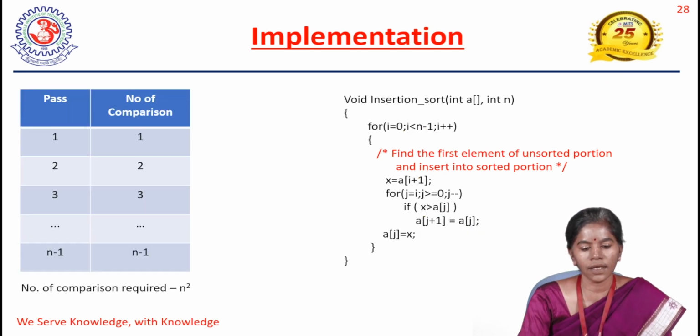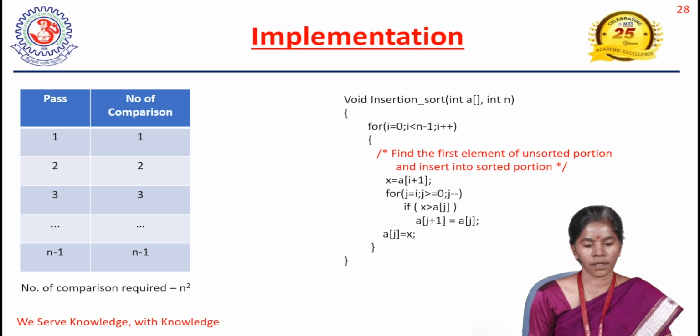So let's see the time complexity and the space complexity. Since we have n minus 1 passes, the number of passes required is n minus 1. In each pass, how many maximum comparisons will we have? In pass 1 there will be only one comparison, the element at position 1 is compared with position 0, so i is equal to 1 and j is equal to 0 at that time. So only one comparison in pass 1.